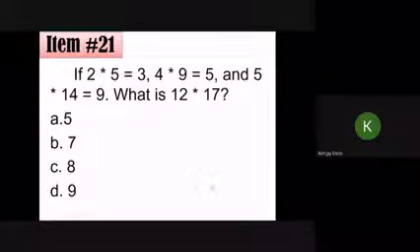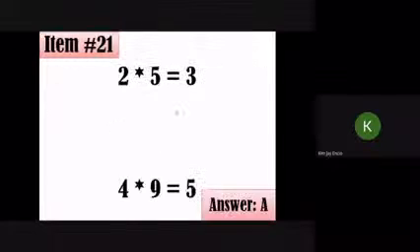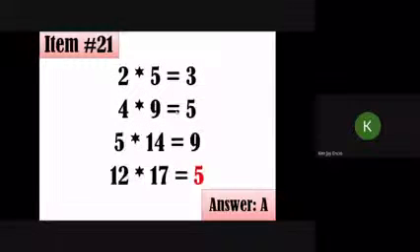So you could see the pattern is, if you could notice now, take a look at the second minus the first. 5 minus 2, 3. 9 minus 4, 5. 14 minus 5, 9. And basing on the permanence of the pattern, we could say that this is 17 minus 12, which is 5. So the correct answer here is 5, letter A. Next.